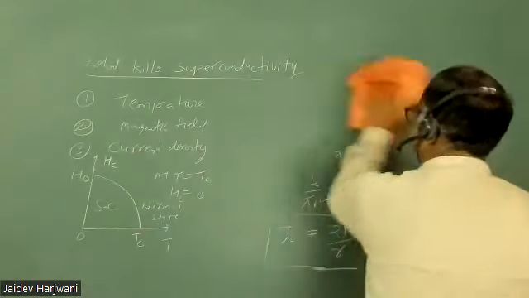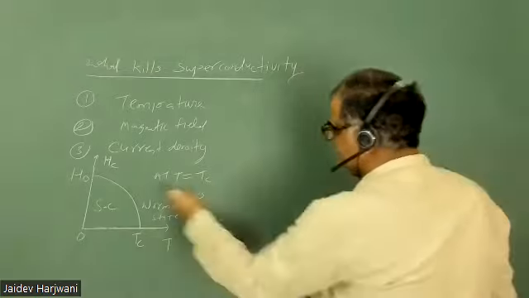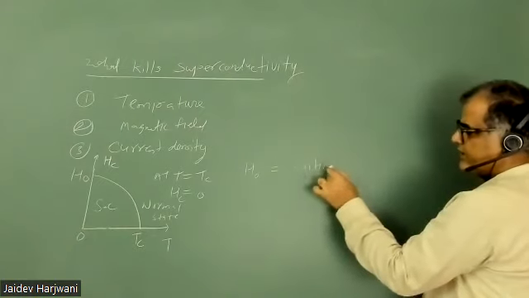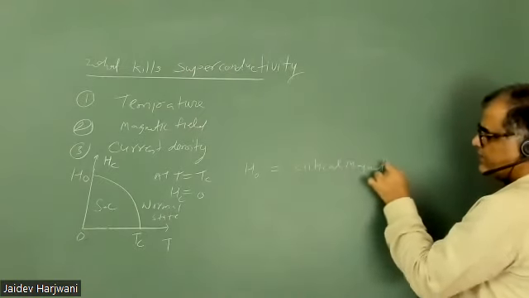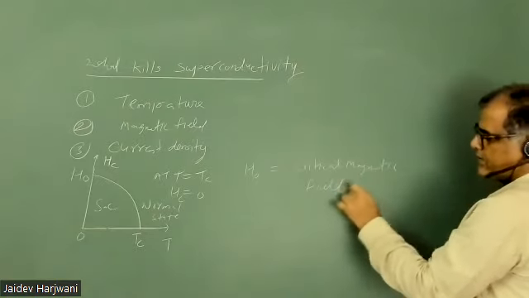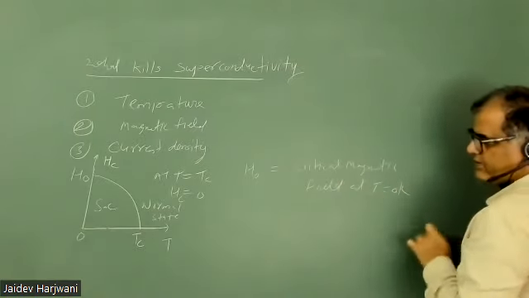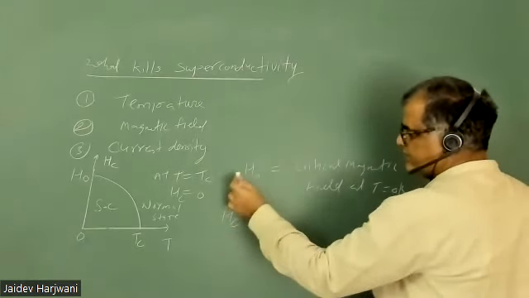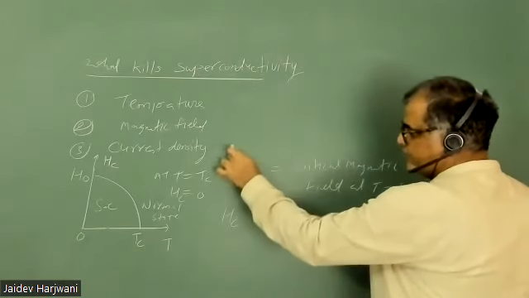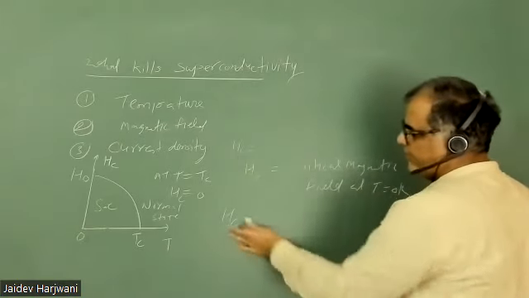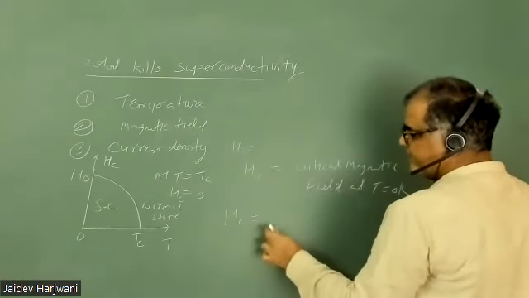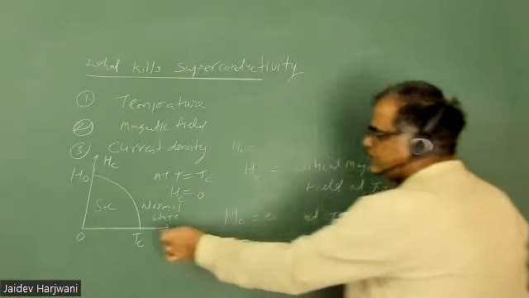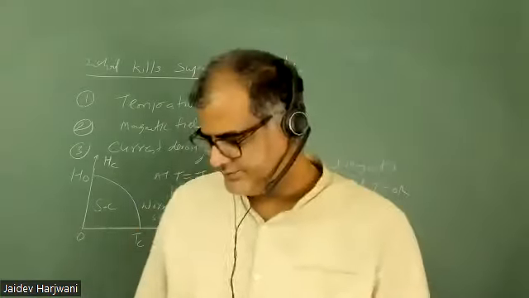So this is H0. What is H0? H0 is the critical magnetic field at T equal to 0 Kelvin. Okay, and you require Hc equal to H0 at critical magnetic field. And you require the critical magnetic field value to be 0 if the sample is at T equal to Tc. That is the meaning.